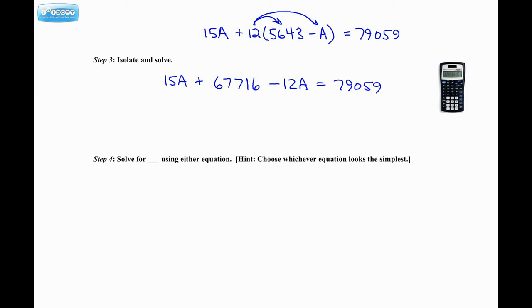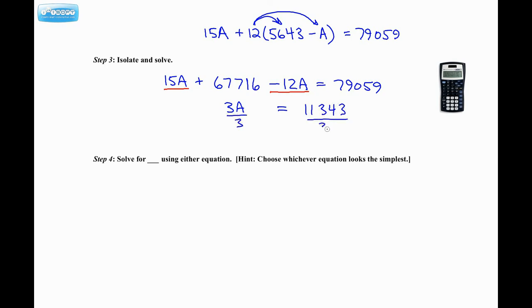Well, let's combine like terms. I have 15a minus 12a. That is 3a. That's quite simple. So I'm going to write 3a. But this 67,716, it's positive, so I'm going to subtract it from both sides. So I get 3a equals 11,343. There we go. That's a piece of cake to isolate.